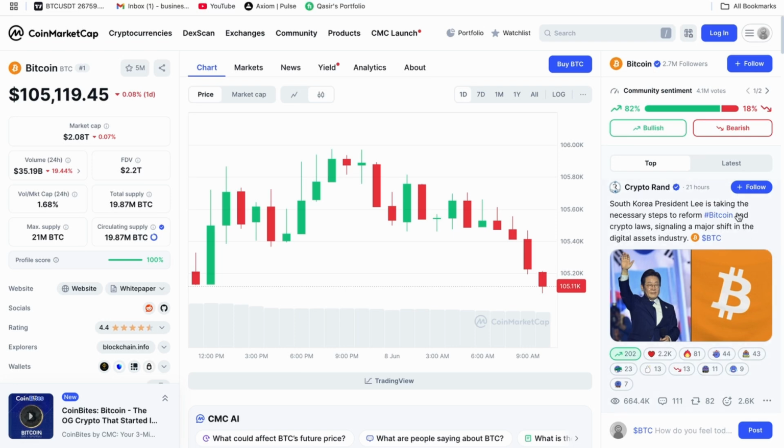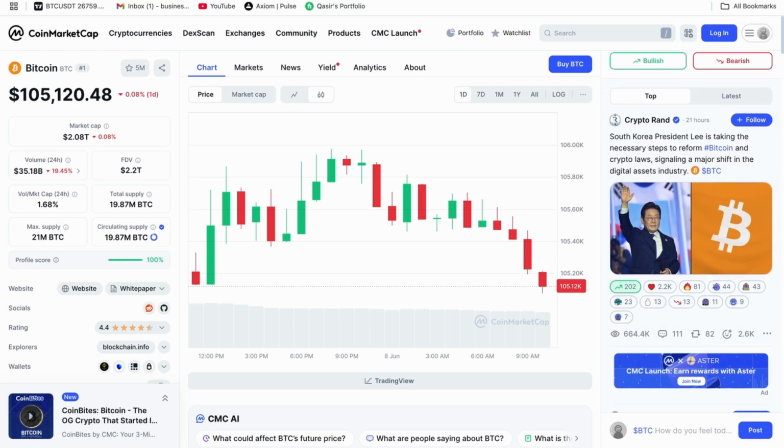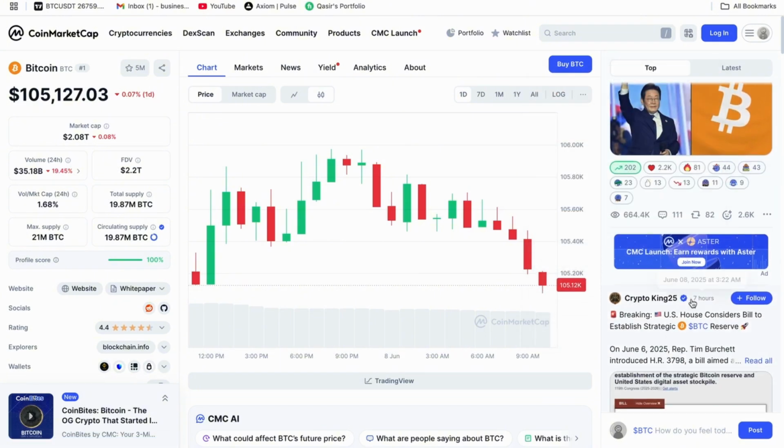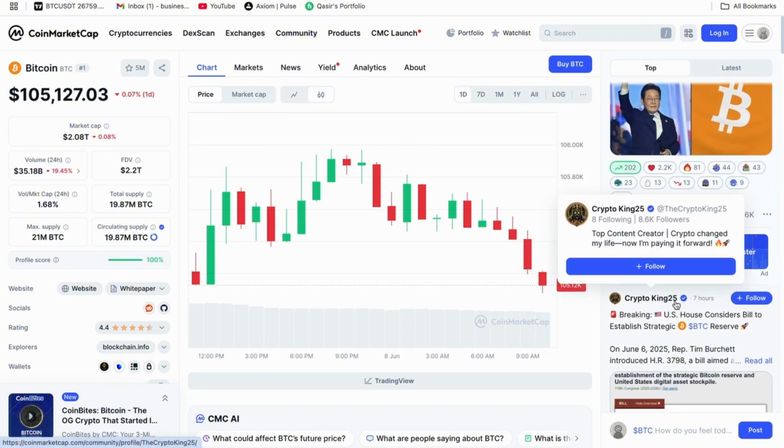So what I'm saying is, check the right hand side, we have community sentiment. On the community sentiment, 82% of people are buying Bitcoin. This is telling you that Bitcoin price is going up or is going to go up. And also 18% of people are selling. Those who think Bitcoin is going down, they are selling now. Okay, so if we observe something, now that we know that Bitcoin is going up and all of our fundamentals on CoinMarketCap is telling us that Bitcoin is bullish.